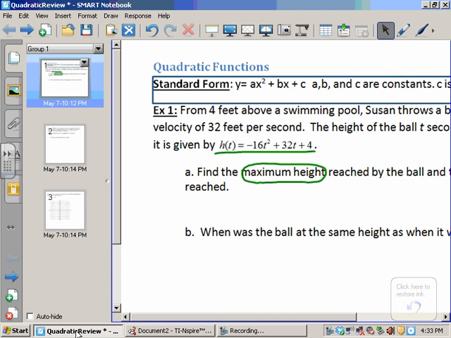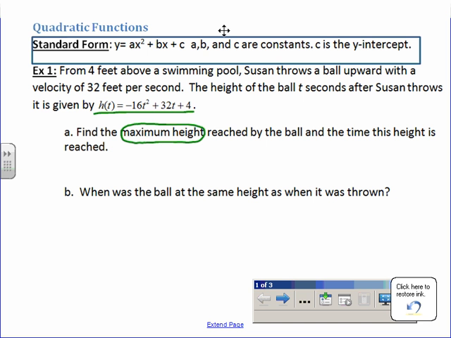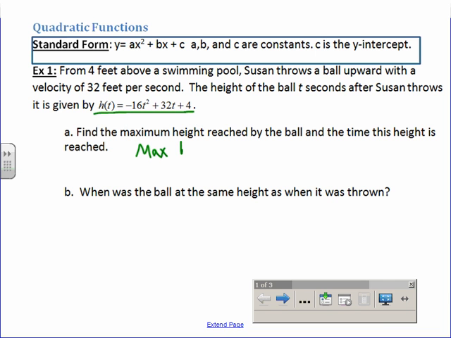So to answer our question, find the maximum height reached by the ball and the time this height is reached. The max height is 20 feet and it was reached at a time of 1 second. So the girl's not throwing the ball very high, so that kind of makes sense.